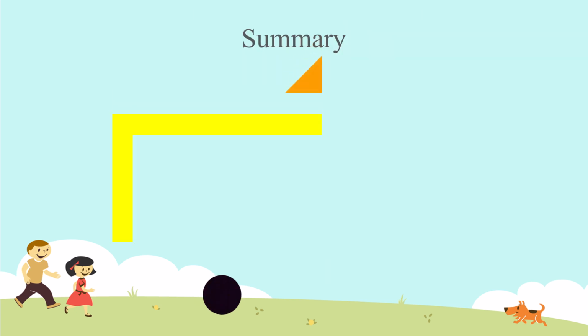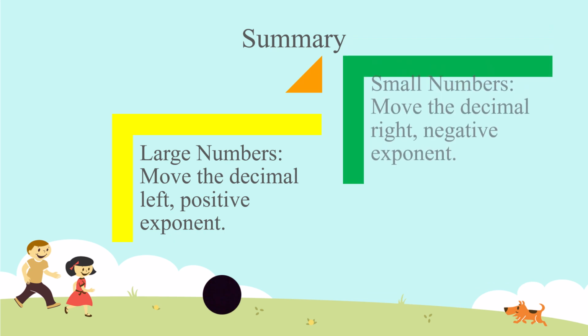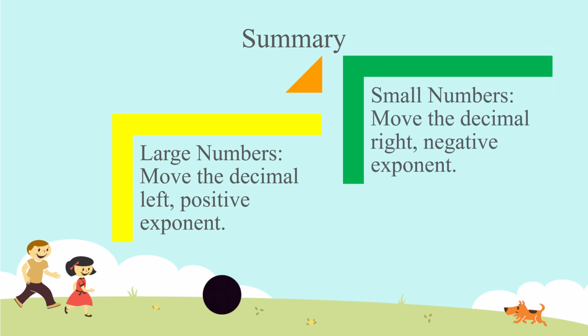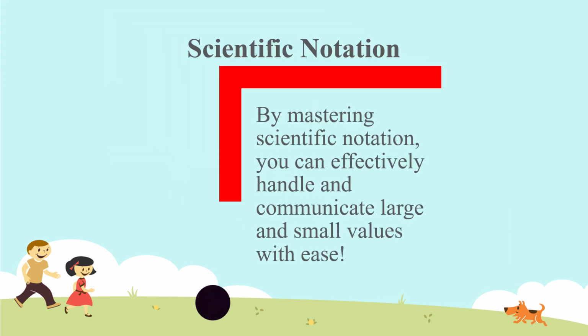In summary, large numbers move the decimal left, positive exponent. Small numbers move the decimal right, negative exponent. By mastering scientific notation, you can effectively handle and communicate large and small values with ease.